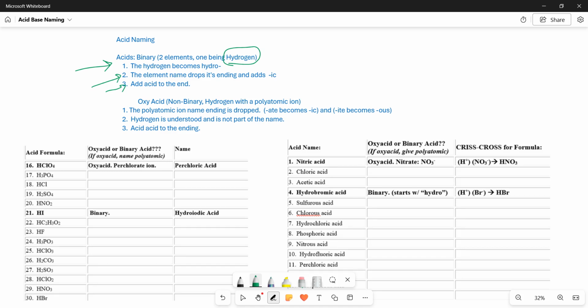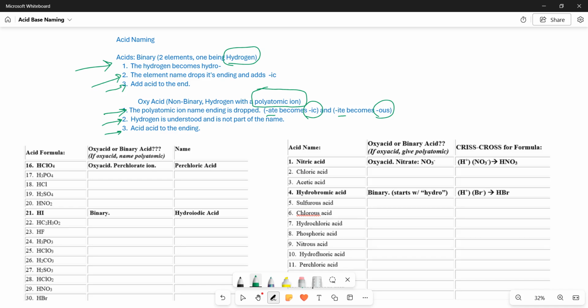The other type of acid is what's called an oxyacid. In other words, it's not binary. It's actually hydrogen with a polyatomic ion. So your polyatomic ion chart that you have in your book or your teacher gave you is going to become very important in this naming process, whether we're naming it or we are writing the formula. The first thing that we need to know is that when we're talking about polyatomic ions, we either have an ate or an ite ending. We're going to drop the ate and add ic, and we're going to drop the ite and add ous. The hydrogen is understood, so it is not part of the name. And then finally, we're going to put acid on to the end.